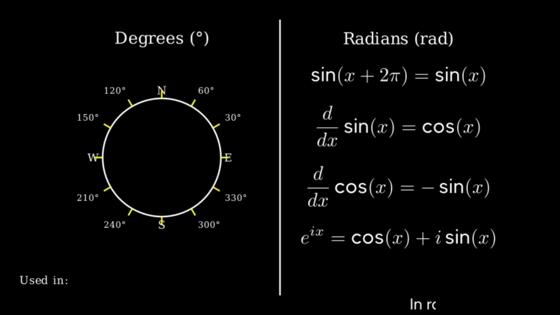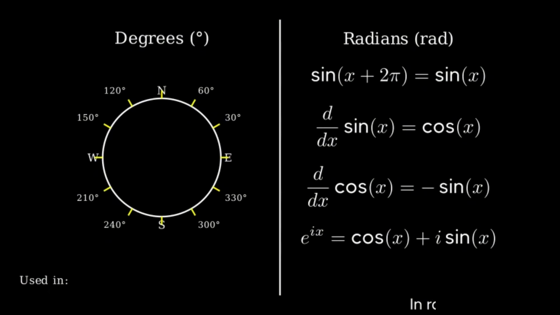This mathematical elegance is why scientists, engineers, and mathematicians use radians for advanced work. When you move beyond basic geometry to calculus and physics, radians make the math flow more naturally because they directly connect the angle measurement to the circle's radius.